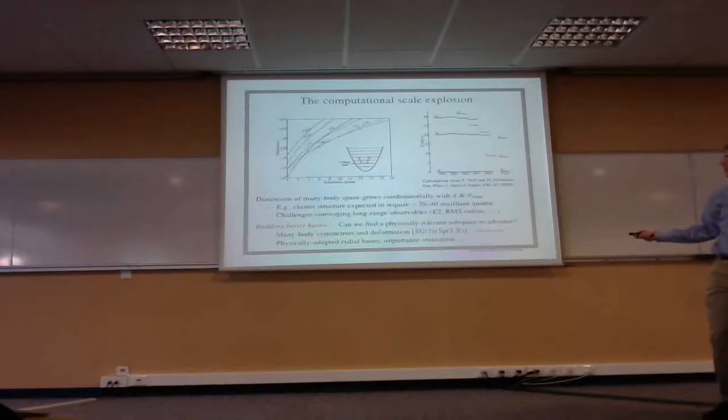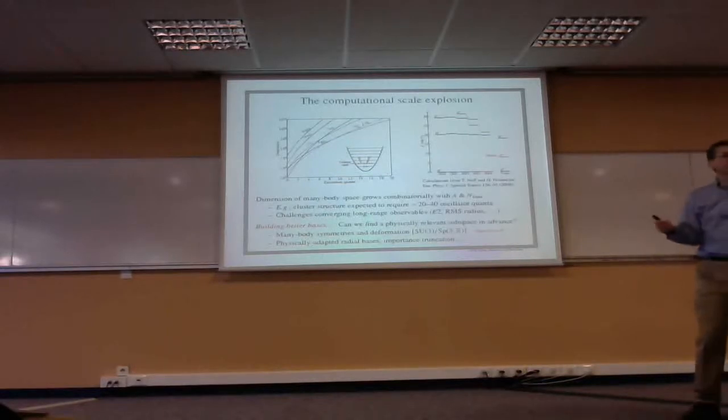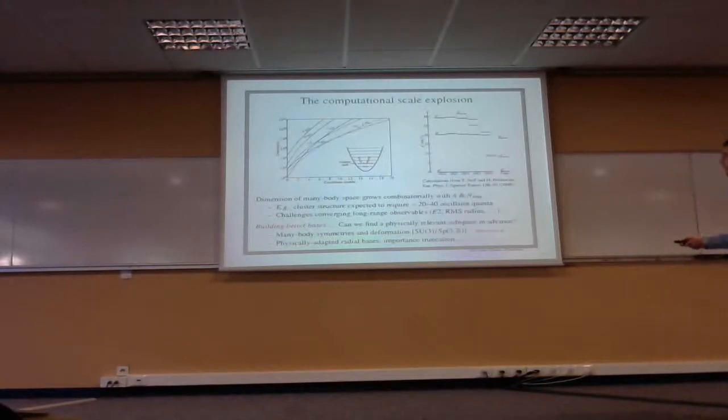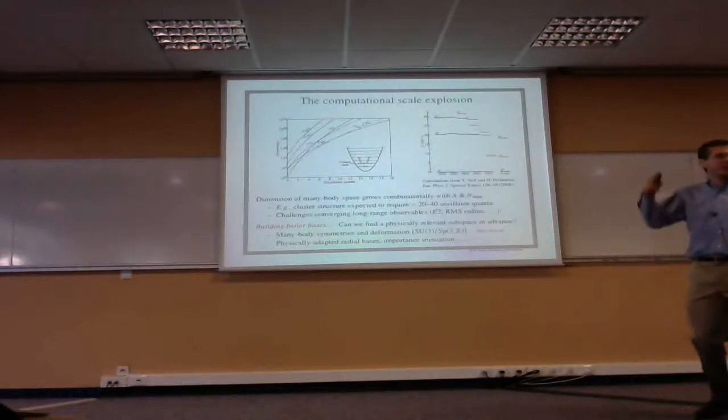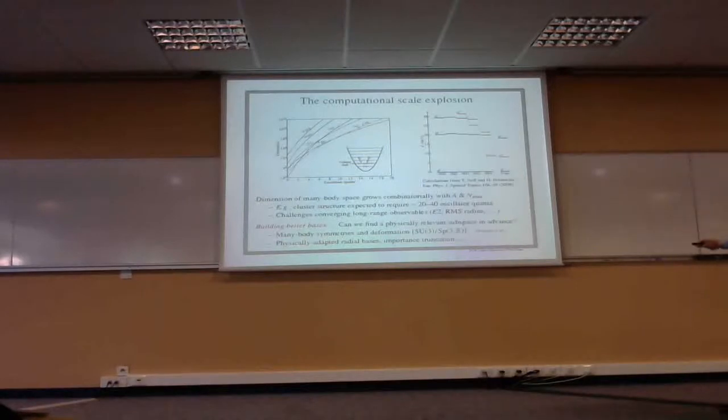One approach to this is to try to build better bases. Can we find some physically relevant subspace in advance, rather than just building all these Slater determinants, building the Hamiltonian, and crunching away? We'll discuss a little bit later, since this does tie into collectivity and rotation, the very elegant SU(3) approach that Tomasz Dytrych and the LSU group, Louisiana State University group, have been developing. There are other approaches. Physically adapted radial bases might help with some of those asymptotics problems. There's an approach called importance truncation that tries to, on the fly, determine which basis states are most important.